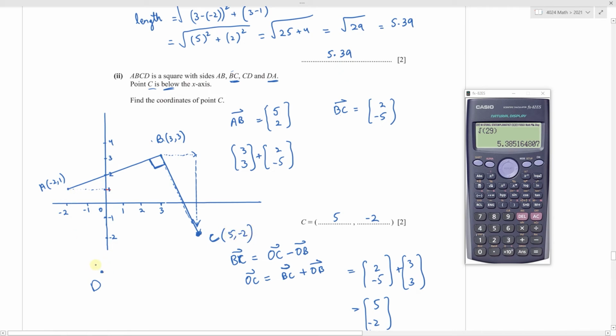And your square will look something like this. If you want to complete this, it will be something like this. I won't calculate the coordinates of point D, but this is your square ABCD. It has sides AB, BC, CD, and DA, and coordinate point C is below the x-axis here.